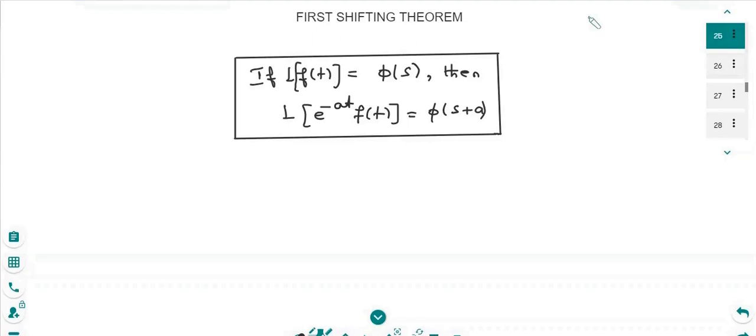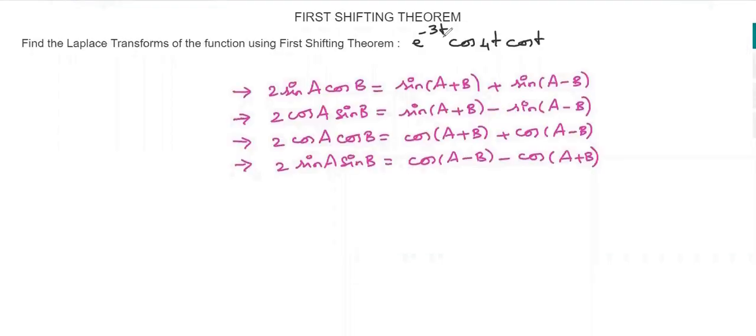Now let us go into a problem. I have taken the question as: find the Laplace transform of the function using first shifting theorem. It is e to the power minus 3t cos 4t cos t.